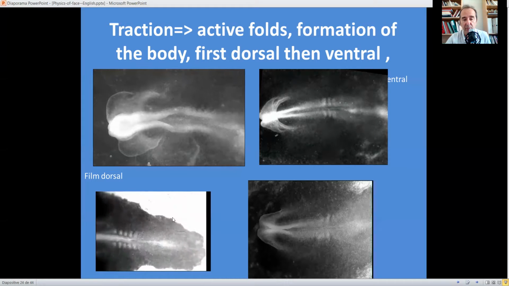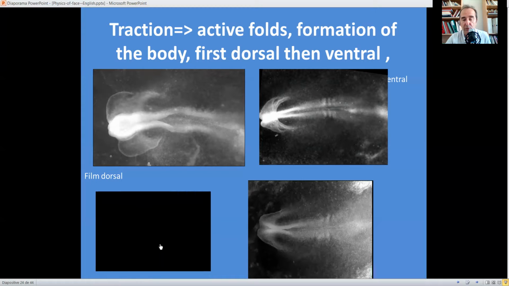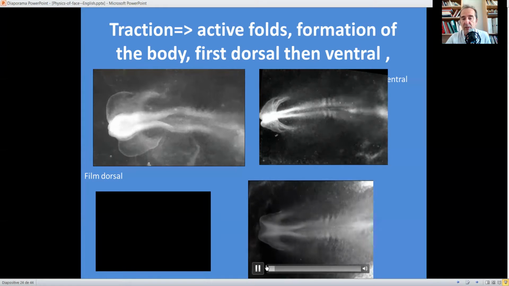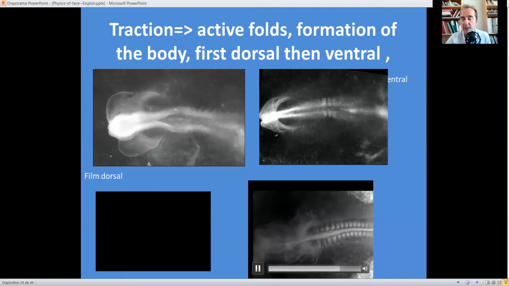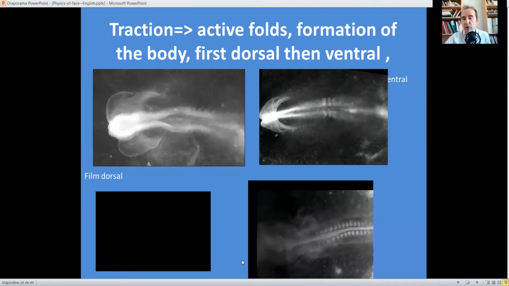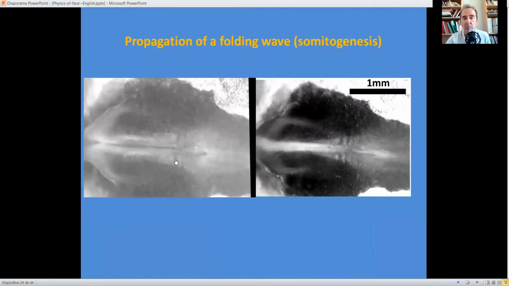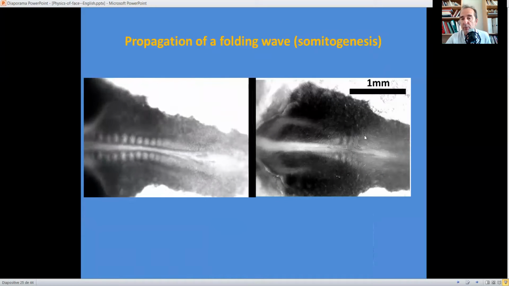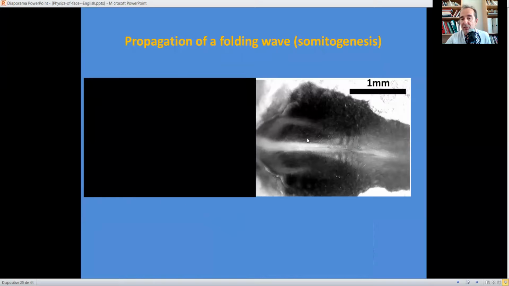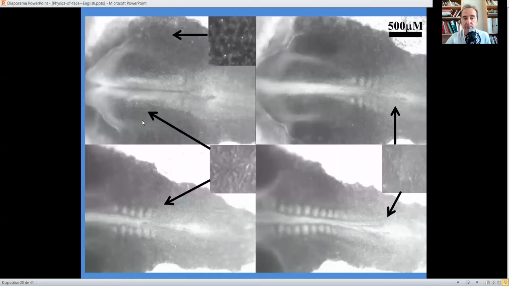So this is a movie in the posterior part. You see the formation of the spine. And this is more in the anterior part. You see the formation of the brain and of the eye precursors, but we're going to go into more detail. So it's a folding wave, okay? So you can superimpose the plates and see the streamlines of the flow.